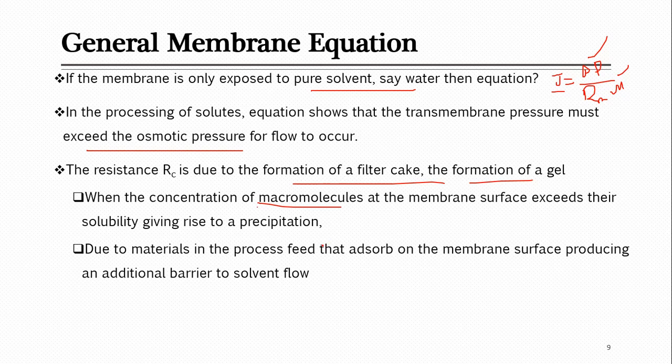So what do you think, in order to avoid this resistance, if we want to keep it smallest? As RC is in the denominator of the equation, its value should be the smallest. So what we can do is clean the surface of the membrane after some time. If some of you have a membrane system at home for drinking water, you have to clean the membrane after some time.